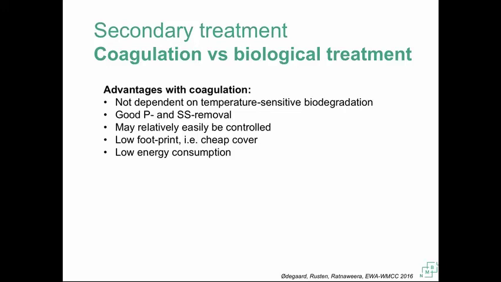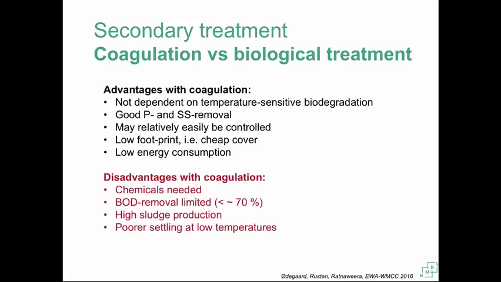Organic matter removal is limited. Chemical processes cannot remove dissolved organic matter, and they also produce more sludge and poor settling at lower temperatures. This is because of the viscosity, and the floc building intensity is also reduced at lower temperatures.